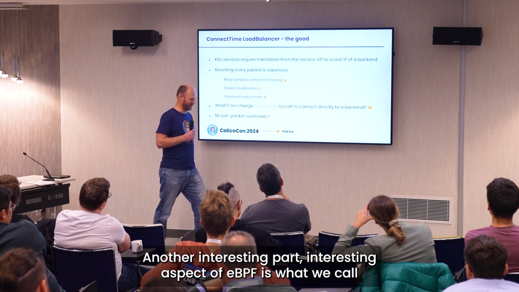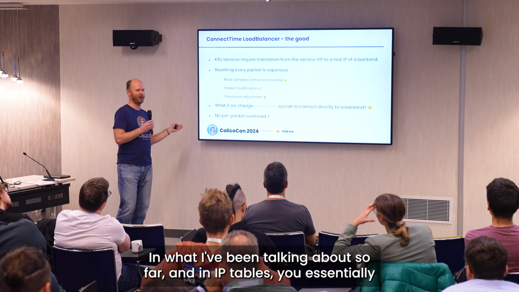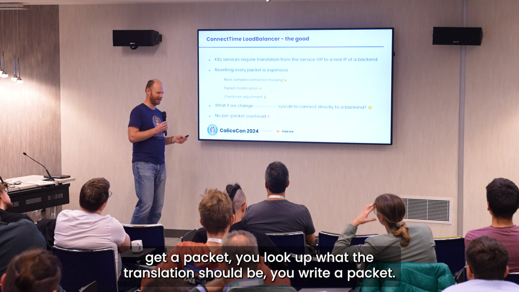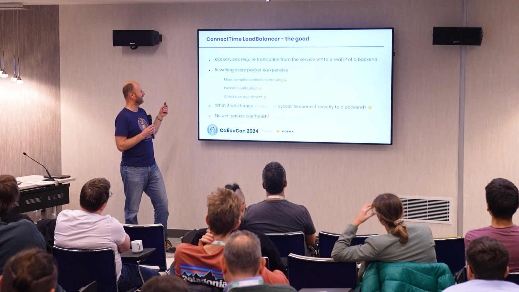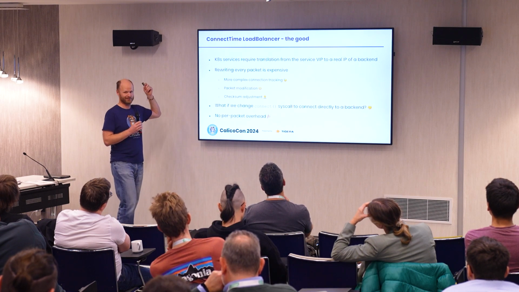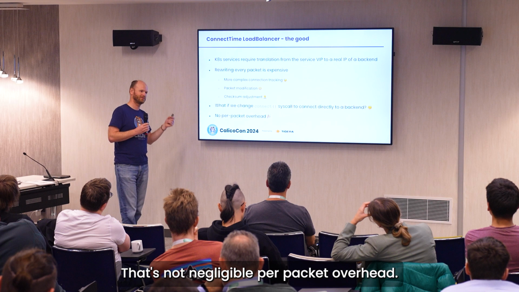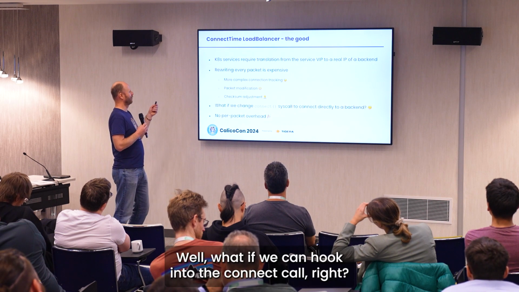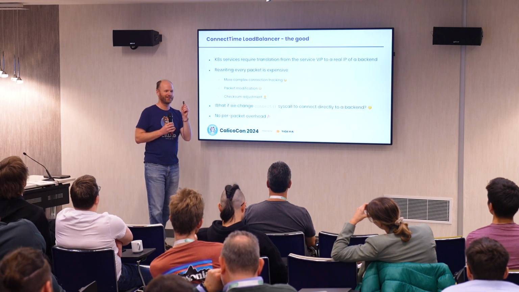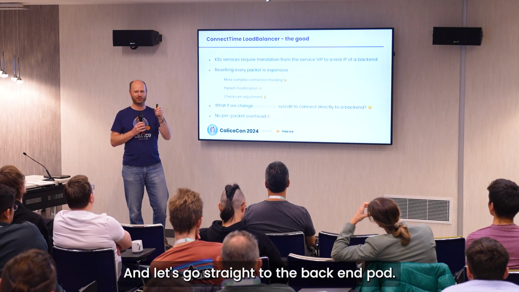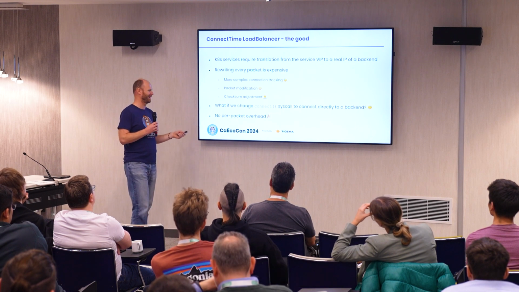Another interesting aspect of eBPF is what we call connect time load balancer. In what I've been talking about so far, and in iptables, you essentially get a packet, you look up what the translation should be, you rewrite the packet. That makes connection tracking complex. You have to modify the packet, you have to recalculate the checksums, whatnot. That's not negligible per packet overhead. But what if we can hook into the connect call? You essentially say, you want to connect to this service, hold on, no, there's this backend pod, and let's go straight to that backend pod. So with that, you have no per packet overhead. That's a great win.